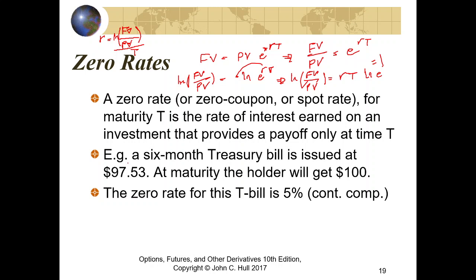So all we need to do here, if we want to apply the formula, is take ln of 100 divided by 97.53, divided by 0.5, because t is 6 months, which is a half of a year, and we will get 0.05 or 5%.